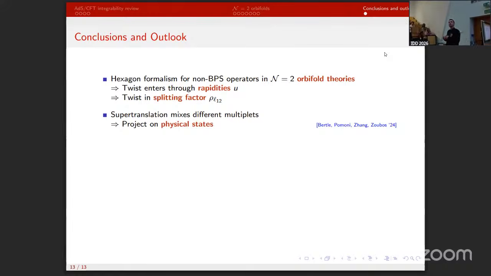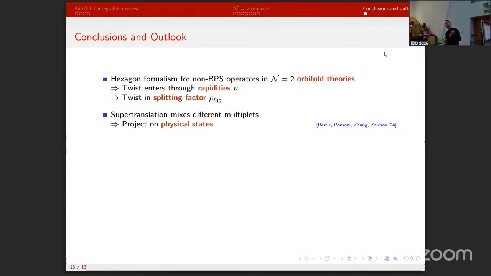So I hope I convinced you that the hexagon formalism for non-BPS operators in N=2 orbifold theories works pretty much as in N=4. Very much like for the spectral problem, the only thing you have to keep track of is that the rapidities u change since you use the twisted Bethe equation to solve for them. And then also the splitting factors might pick up some additional twist factors depending on where you distribute them over your figure and where the excitations move then.